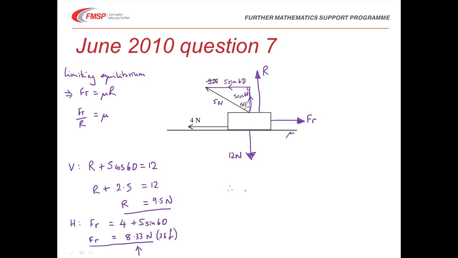Well, I can now calculate mu. Mu is equal to Fr divided by r, which I wrote back up here. And I know both of those as numbers. 8.33 divided by 9.5, and that gives me a value for mu of 0.877 to 3 significant figures. In fact, I had 0.876855, etc. before rounding. Well, that's found the value of mu for this first part of the question.